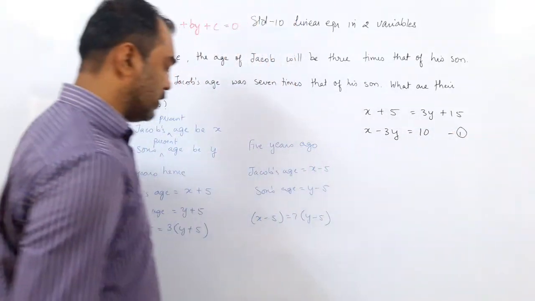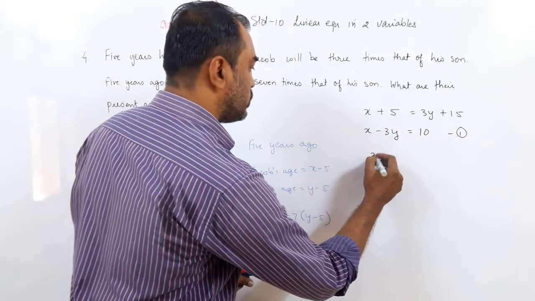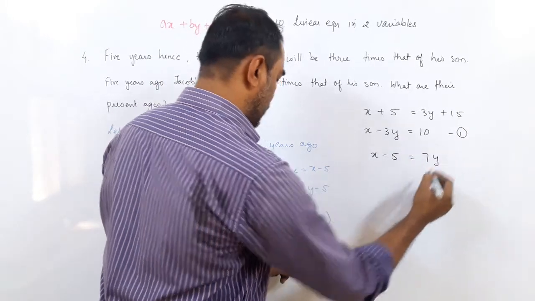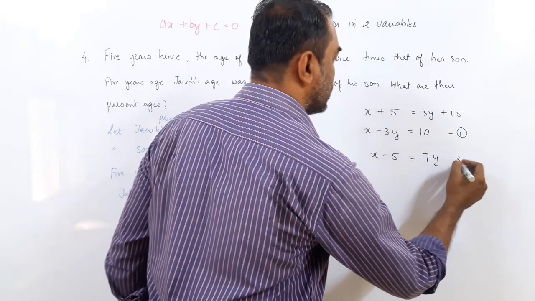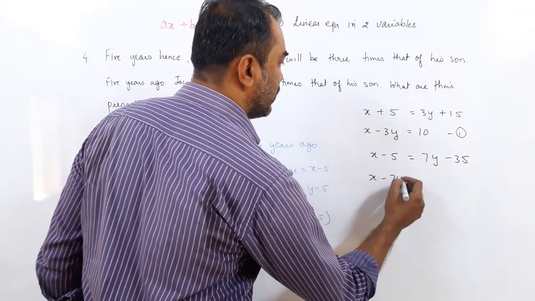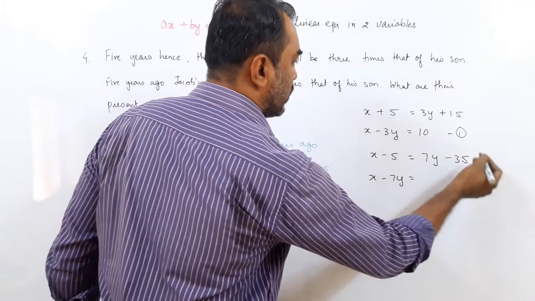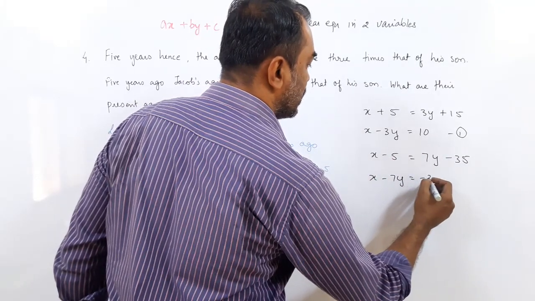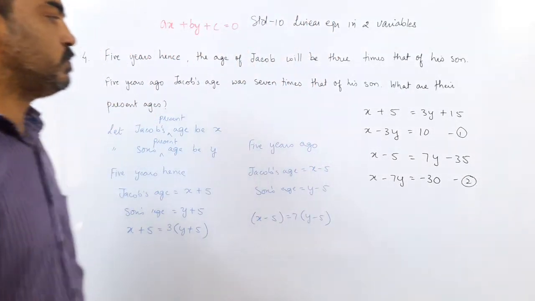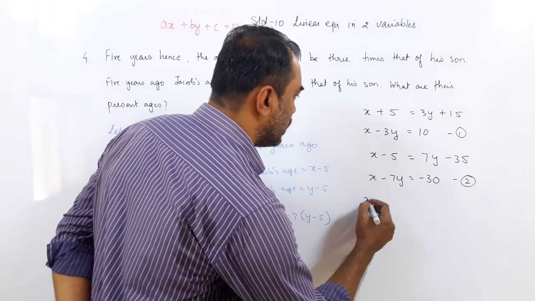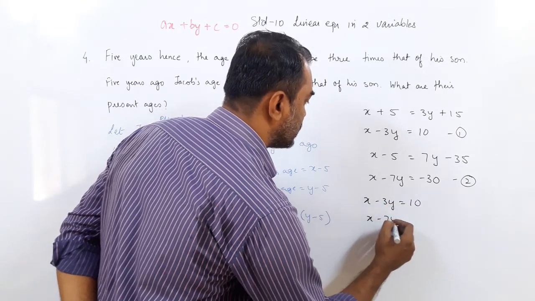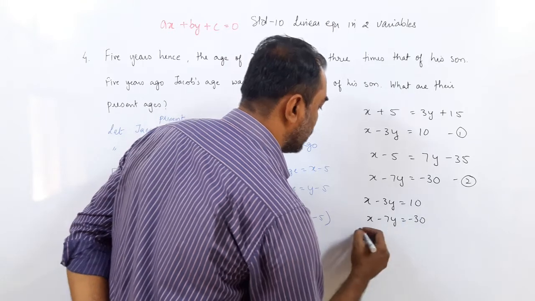This is equation 1. Equation 2: x minus 5 equals 7 into y, 7y. 7 fives are minus 35. So here we get x minus 7y. Minus 5 goes on this side, minus 35 plus 5 becomes minus 30. So this is equation number 2. So the equations are x minus 3y equals 10 and x minus 7y equals minus 30.